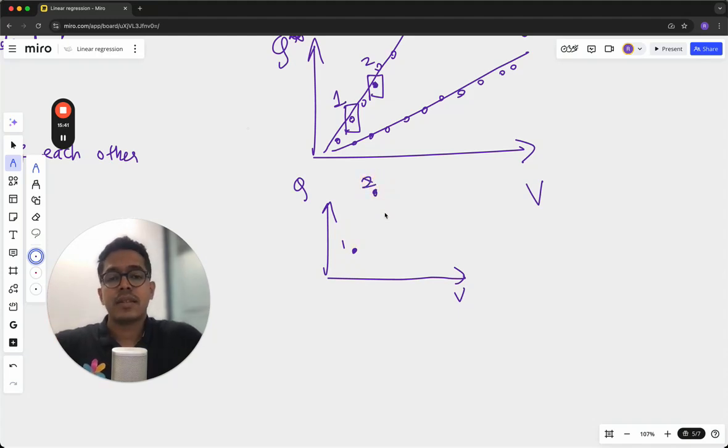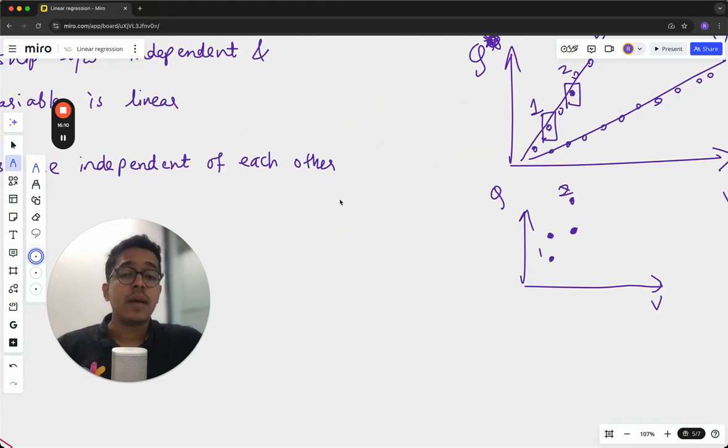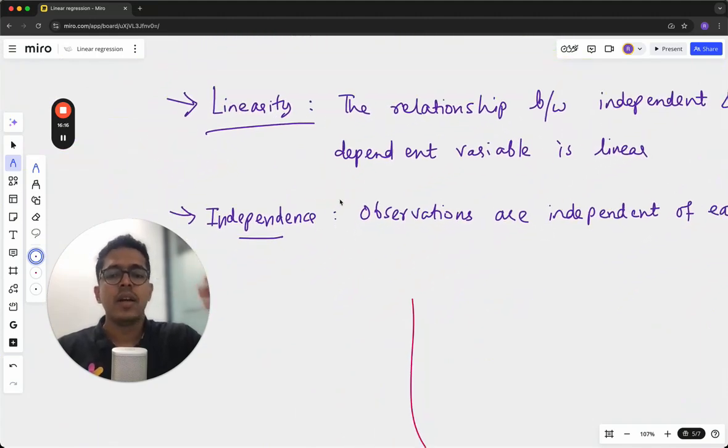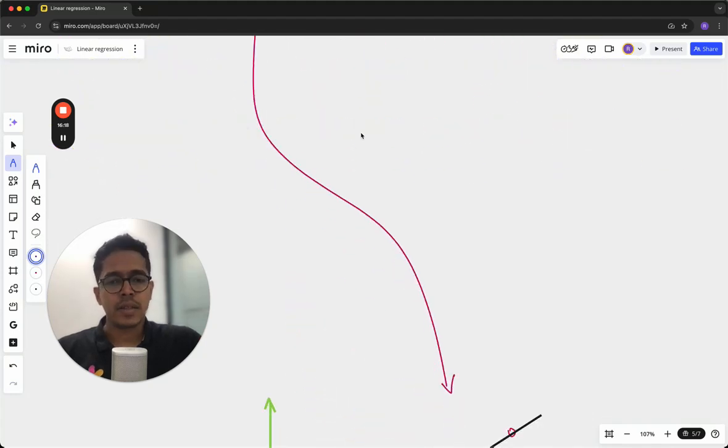Now imagine another case. I first conducted experiment 2 and then I got a value like this. Then I conducted experiment 1 and then I got a value like this. So here clearly the experiments are not independent, because the fact that you did experiment 1 is affecting the outcome of experiment 2. Or the fact that you did experiment 2 is affecting the outcome of experiment 1. So this cannot be the case, because then the linearity assumption behind linear regression is not fully satisfied. So observations must be independent of each other.